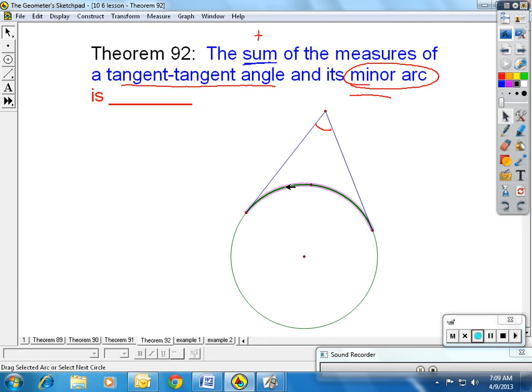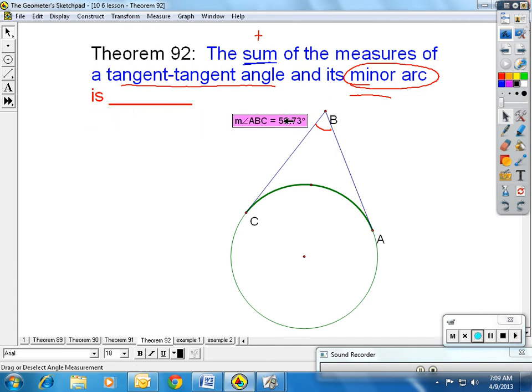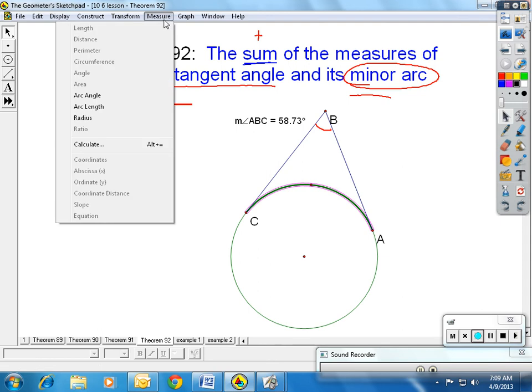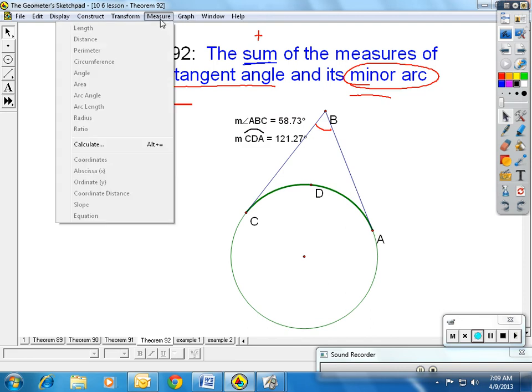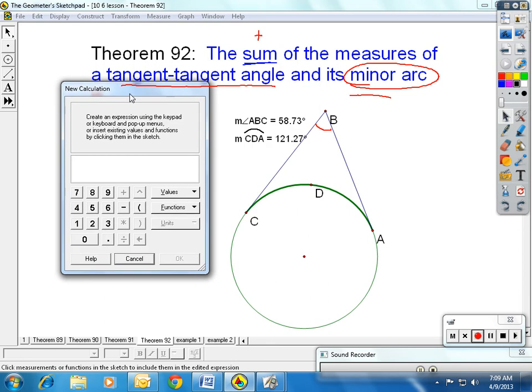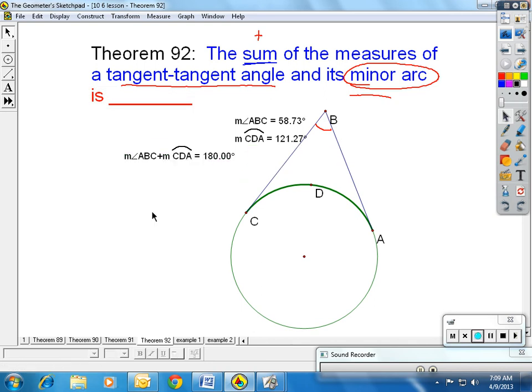So what is the relationship between this angle and that minor arc? I'm going to show you inductively, because the theorem left us really nothing to discover. It said the sum, so I'm going to measure that angle. There's the angle, and I'm going to measure this arc. Then it says to sum them, so I'm going to calculate the sum of these. Oh my, 108 degrees. That must have been lucky, right? Well, let's adjust it. Notice that sum is always 180 degrees.